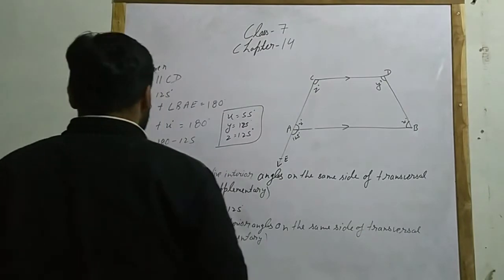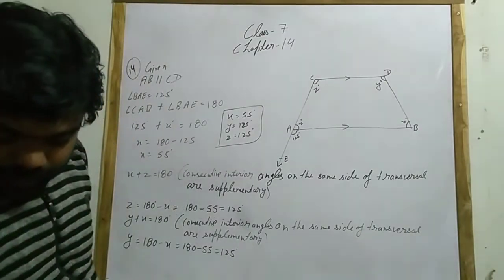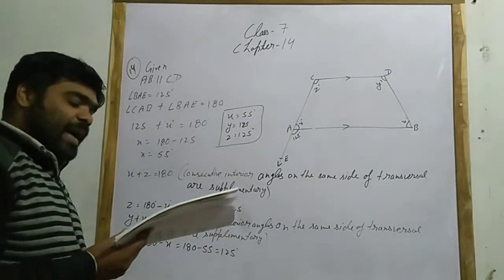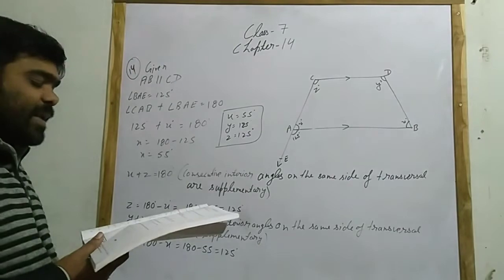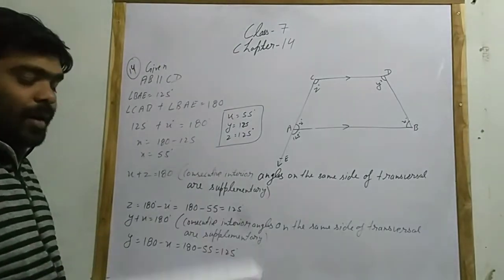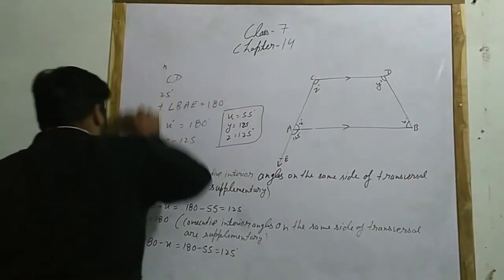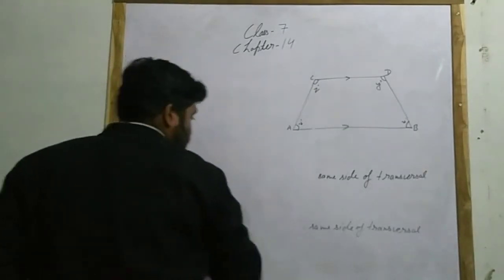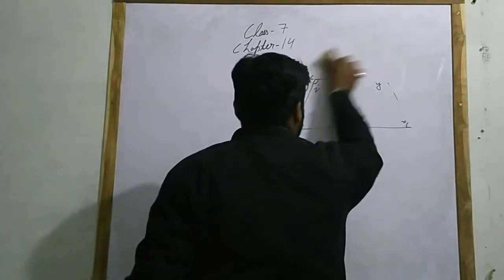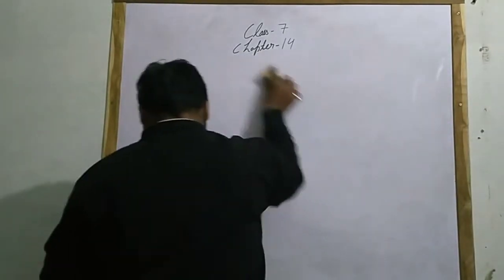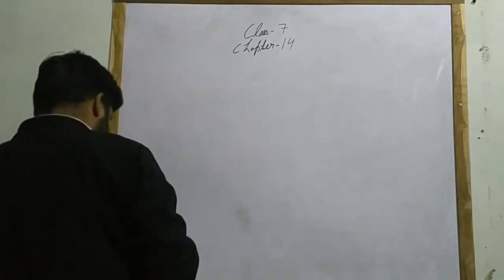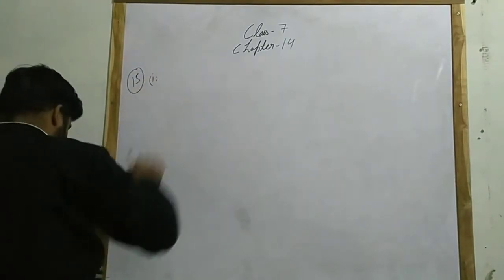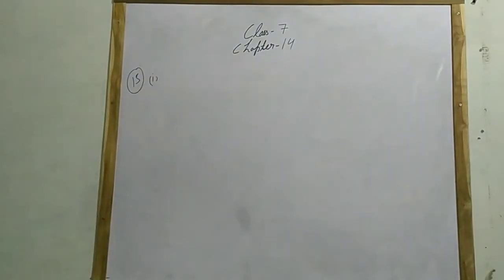Now let us see question number 15. In each of the given figures, two lines L and M are cut by transversal T. Find whether L is parallel to M. We have to find whether line L is parallel to M. This is question number 15, first part.